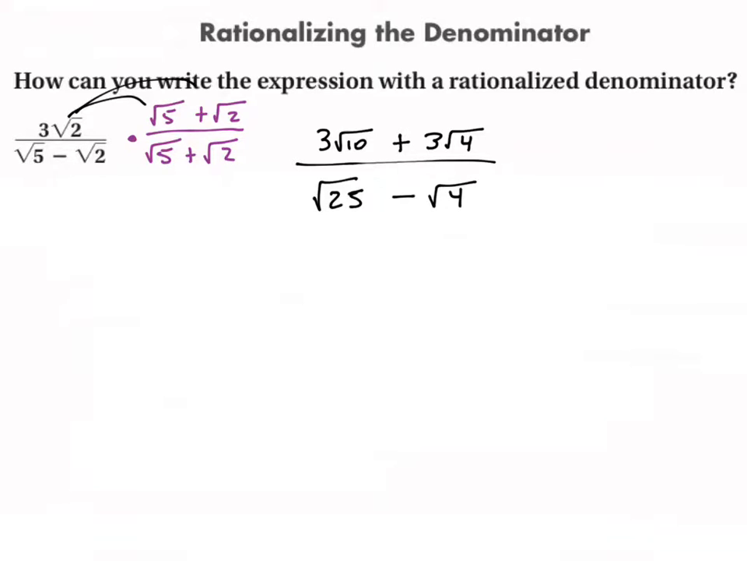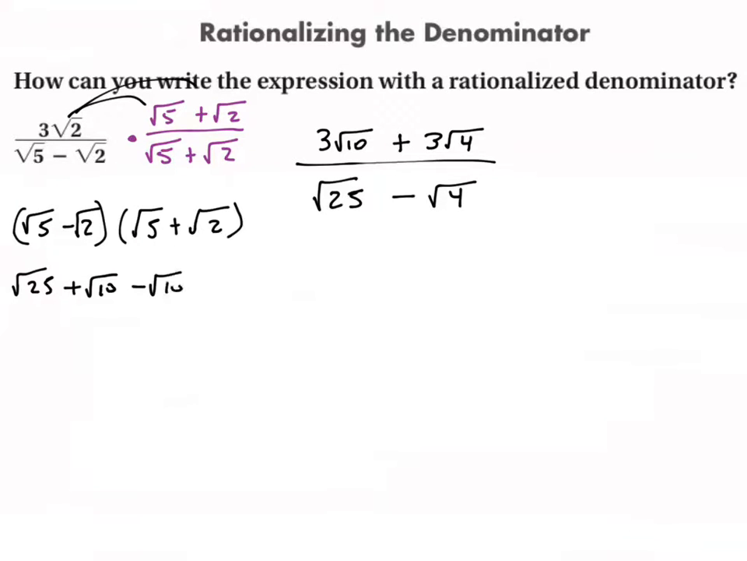But if you're confused, we'll go ahead and write it out real quick. All I did was FOIL this, but I know for a fact that the middle is going to cancel out. So this becomes the square root of 25, and then you've got plus the square root of 10 minus the square root of 10, and then minus the square root of 4. So I'm just skipping this step because I know it's going to cancel out. All right, so back to the problem.